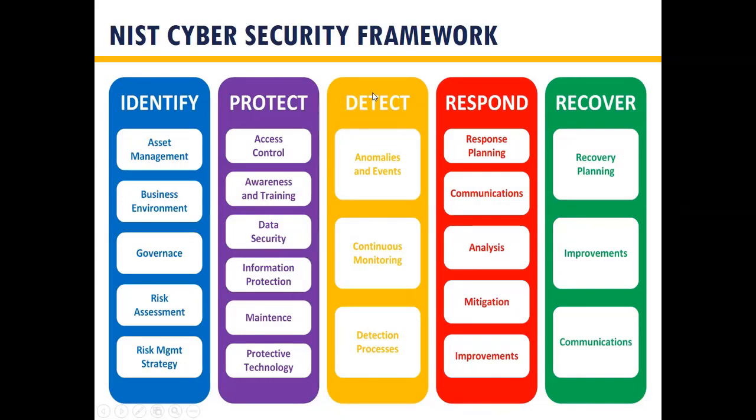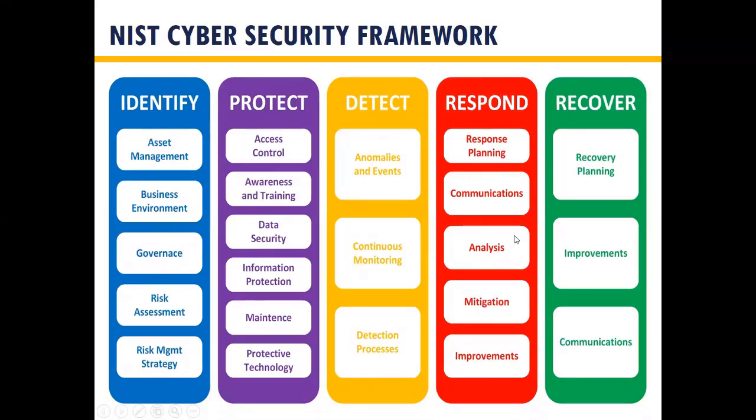Now once we've got things set up, we put in processes to detect. Let's monitor what's going on, make sure anomalies and events are highlighted and someone's responding to them. We're continuously monitoring. It's an ongoing process. And then when we do detect something, we've got a process for responding to that. That leads us right into the next phase, which is response.